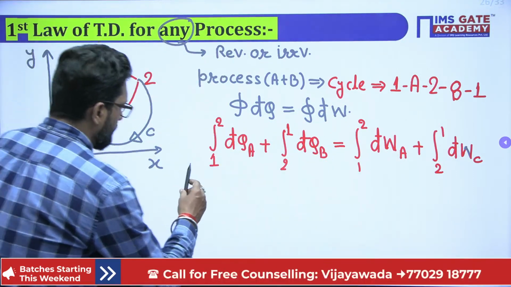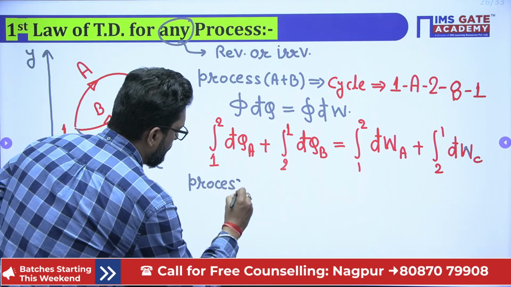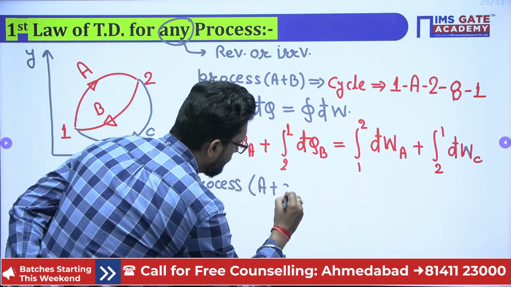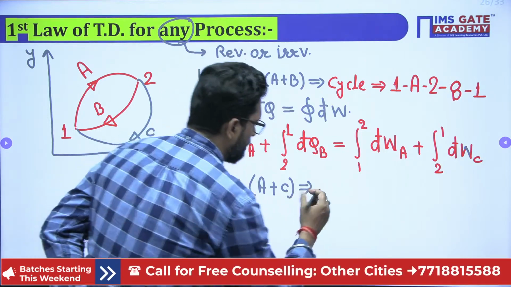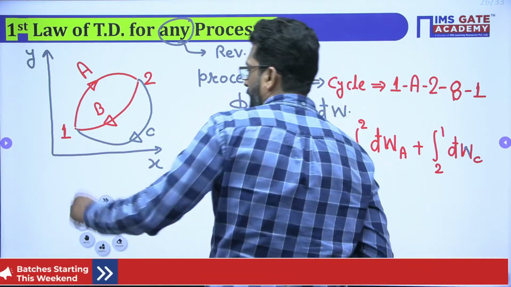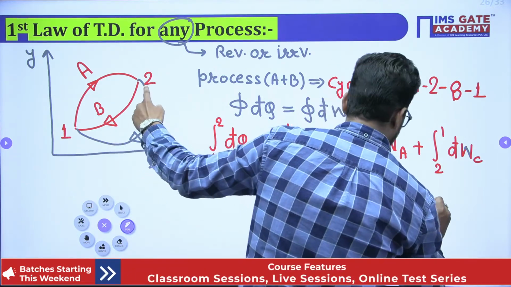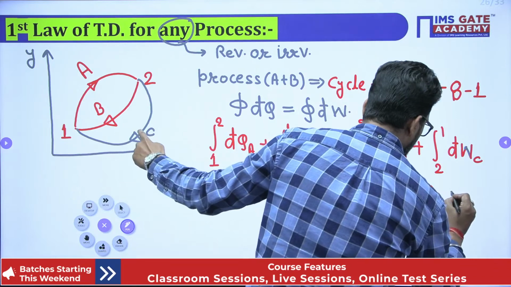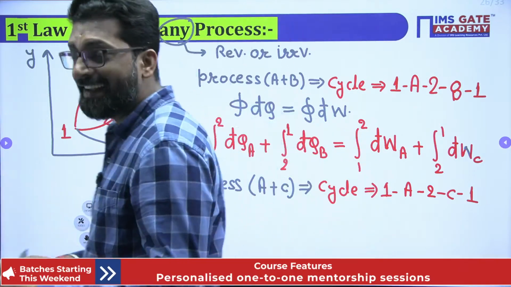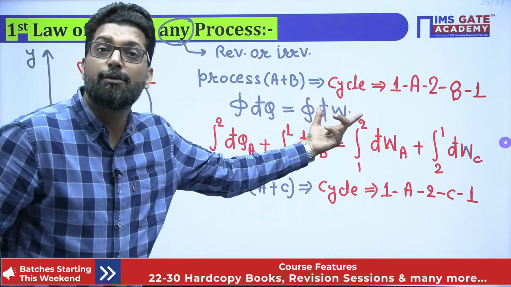Now process A plus C. This is also a cycle, yes or not? What is this cycle? 1 A 2 C 1. This is another cycle. So for this cycle, we also apply the cyclic integral of dq equal to the cyclic integral of dw. Why? Because this is a cycle.